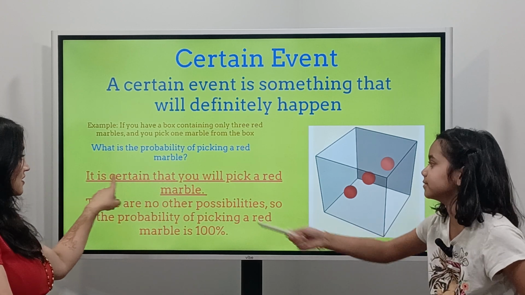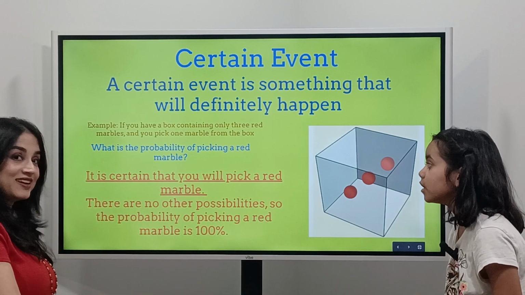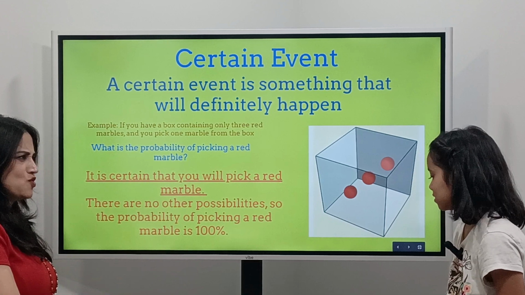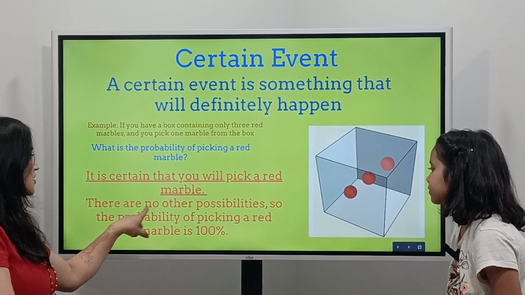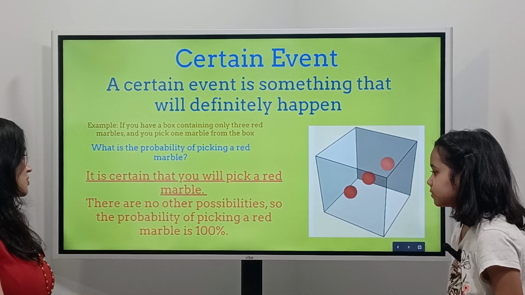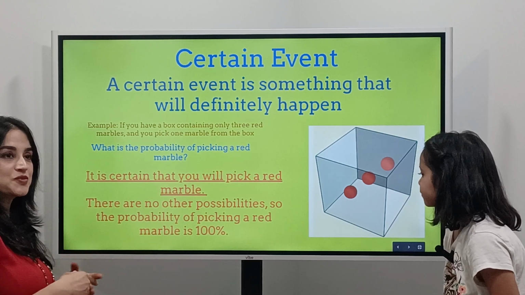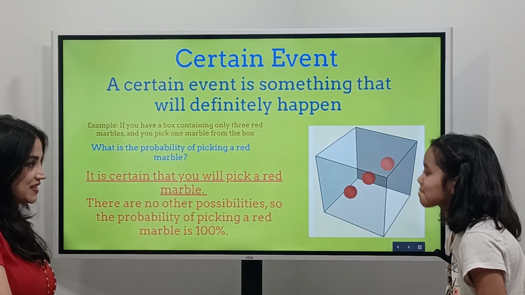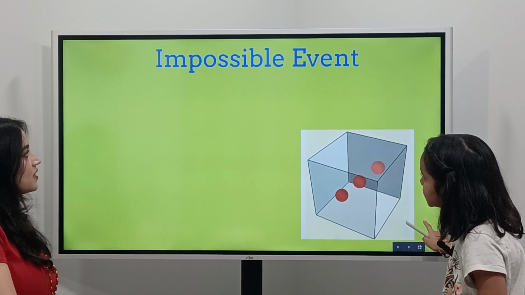It's 100%. It is certain that you will pick a red marble. Certain means 100% possibility. No doubt that you're going to pick a red marble. There are no other possibilities, so the probability of picking a red marble is 100%. Do you understand that, Lina? Good. Let's go to the next slide.